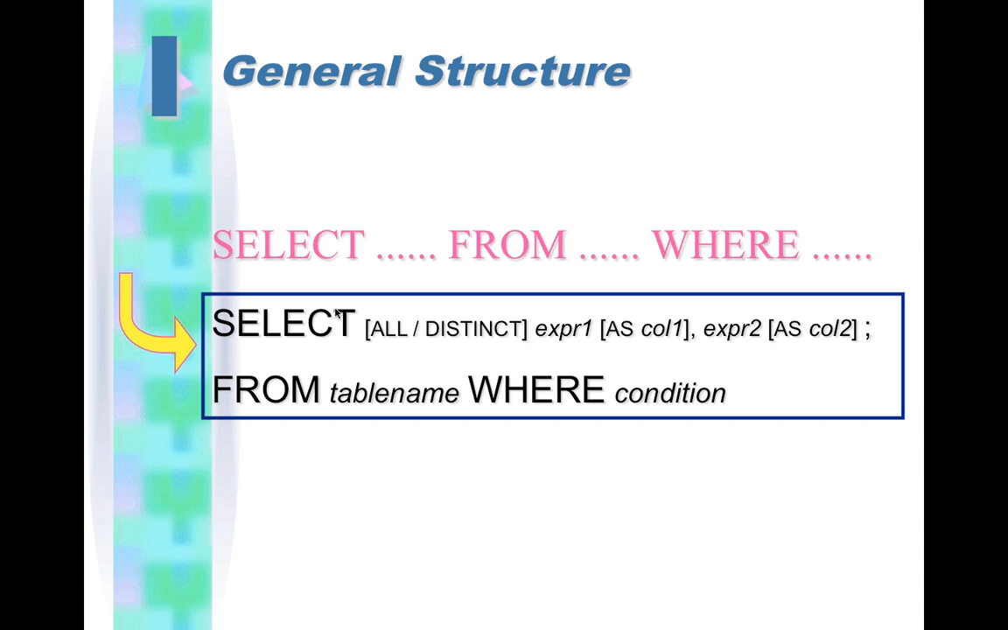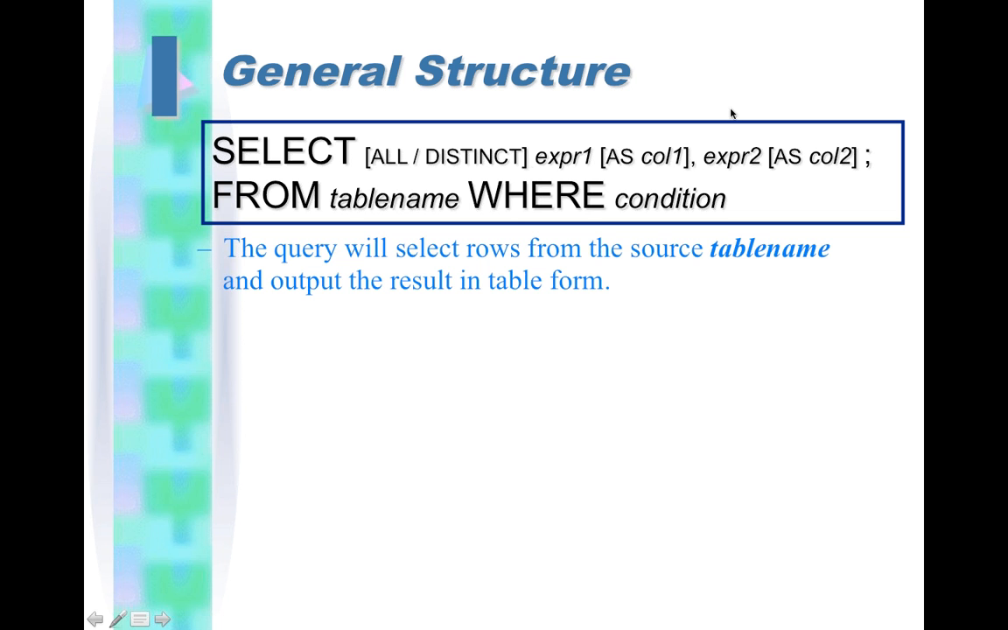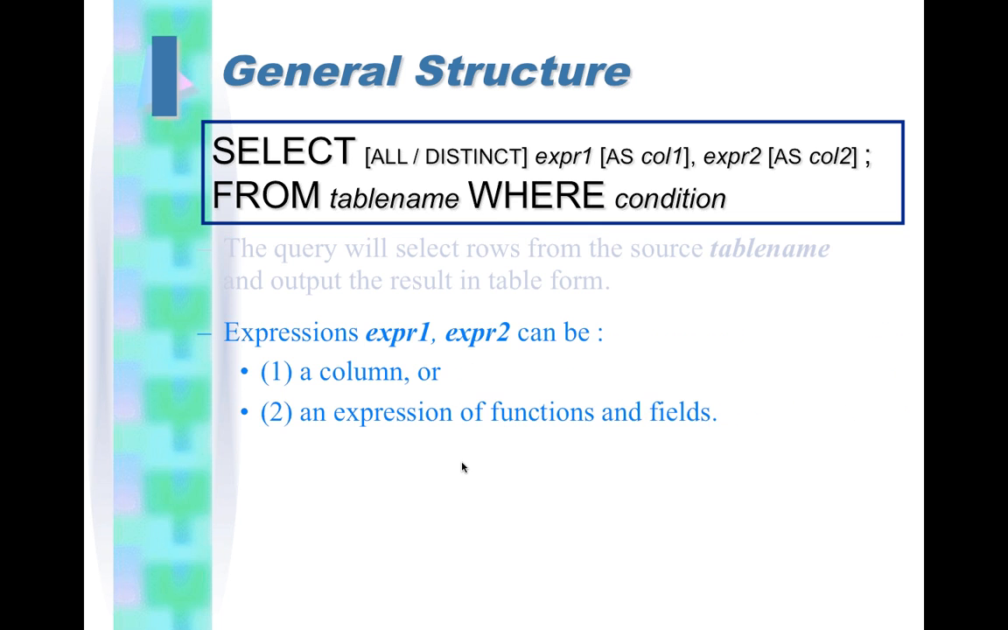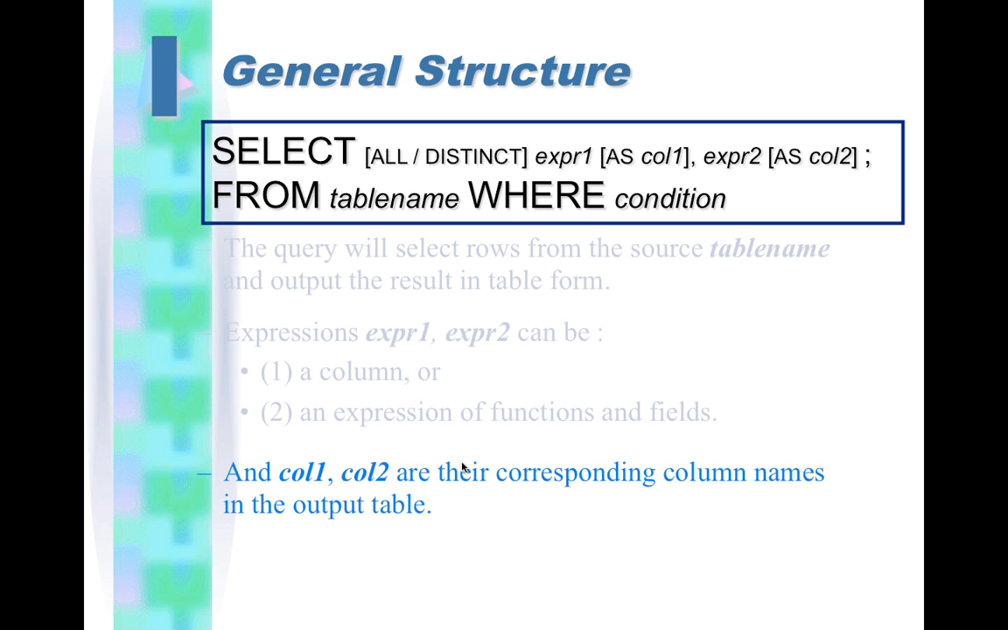So we know these, like select star from, right? If you want to only get non-duplicates, you're going to say distinct. If you say distinct, it's going to give you non-duplicates. So you saw select star or the names of the columns that you want to fetch from the table name, and a where condition. The query will select rows from the source table and output the result in table form. So expression 1 and expression 2 can be a column, an expression, or functions. We can talk about it, right?